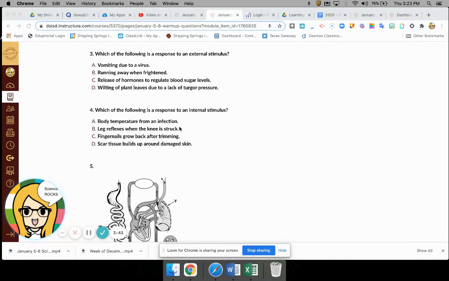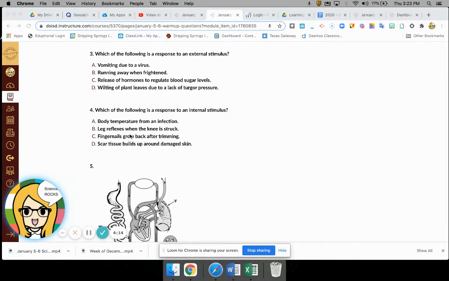Compared to number four, which of the following is a response to an internal stimulus? Internal, if you've forgotten, means inside. So which of these things happened inside an organism to cause a response? Body temperature from an infection. So when you run a temperature, that's a result of an internal stimulus. The stimulus is the infection. Running a temperature to kill it is the response.